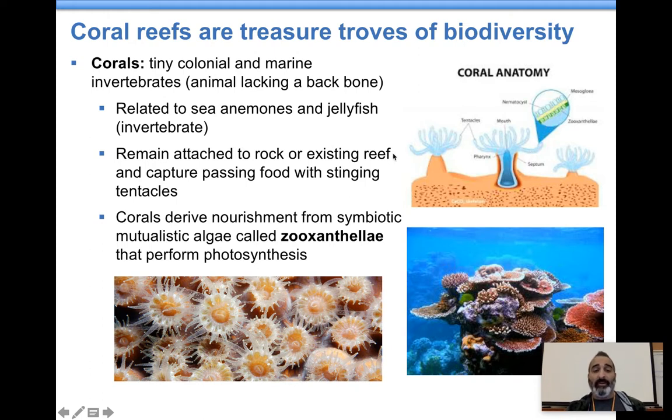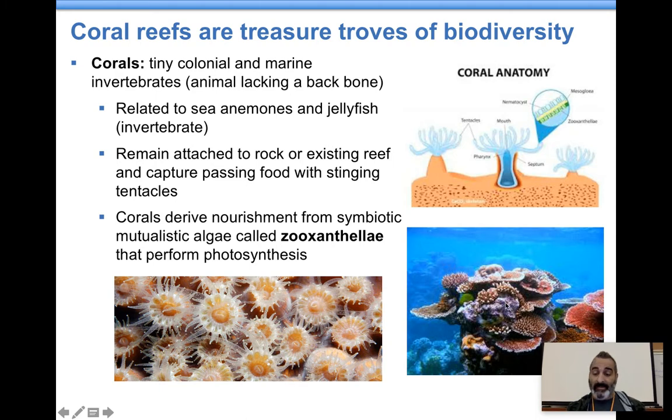What does a zooxanthellae do? Well, they're photosynthetic algae, and they are different colors, which is why coral that is alive shows all these different colors, these little pinks and oranges and even blues and purples. Those colors are due to the algae that is living inside of the coral. Without that algae there, coral does not look like that.